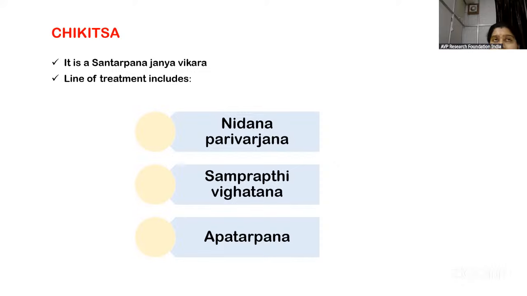That is, this disease, which is called gout or Vatarakta, can be considered as a Santarpana Janya Vikara, that is, anything which has resulted from your wrong lifestyle habits. So the treatment mainly includes Nidana Parivarjana, that you have to avoid the cause that has led to the disease. Samprapti Vighatana means we have to block that pathogenesis. And Apatarpana means you have to eliminate all those toxins which have accumulated.